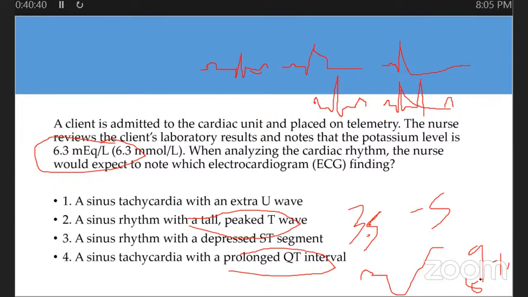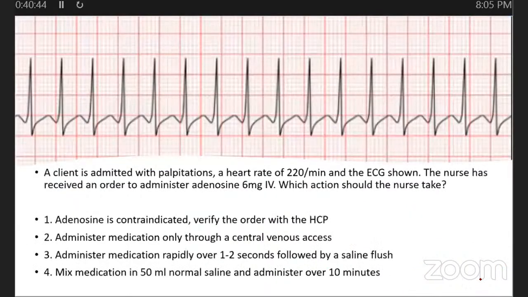Okay, and then the last question we'll take would be this. The client is admitted with palpitation, a heart rate of 220 per minute. Again, that tells me this client is tachycardic. The nurse has received an order to administer adenosine 6 milligram IV. Which action should the nurse take?